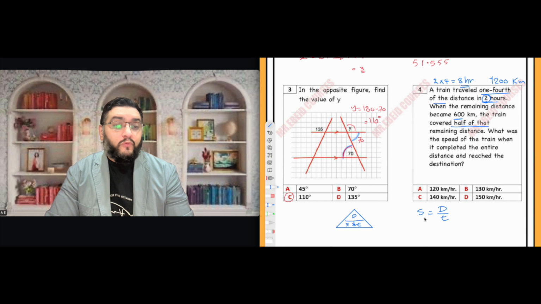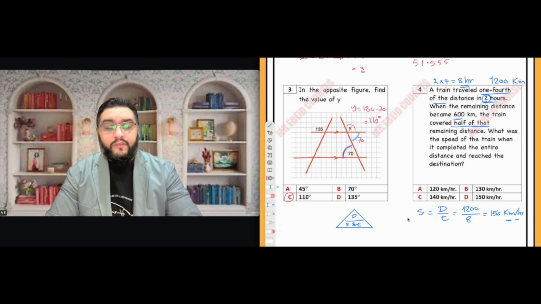In this question, you want to find the speed, which is distance over time. So the distance, which equals 1,200, the full distance, over the full time, which equals 8. Divide them. So it will be 150, 1,200 in kilometers and 8 in hours. So 150 kilometers in 1 hour. This is the answer. So it's D.